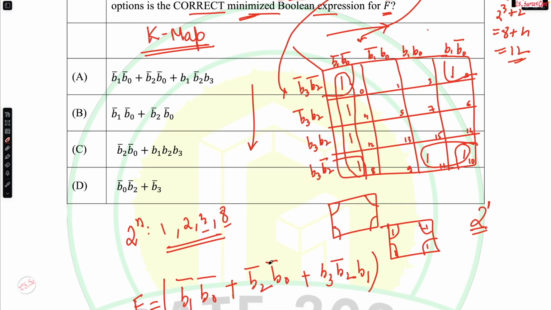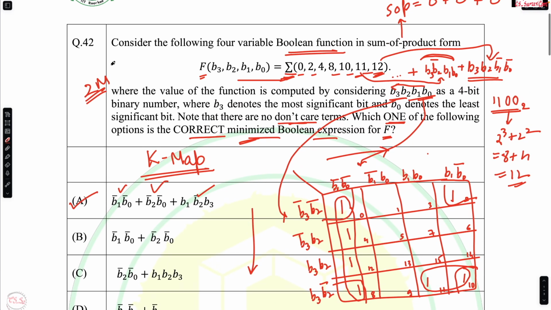Which one of the options matched the answer that we got, right? B1 bar, B0 bar. So this part is same, okay. B2 bar, B0 bar, B2 bar, B0 bar. This part is also same. B1, B2 bar, B3. So this part is also same. So option A matches our simplified expression directly. So we got our answer for this question.